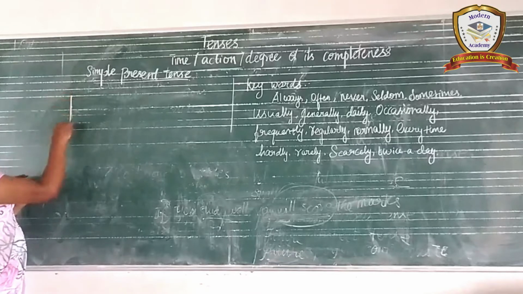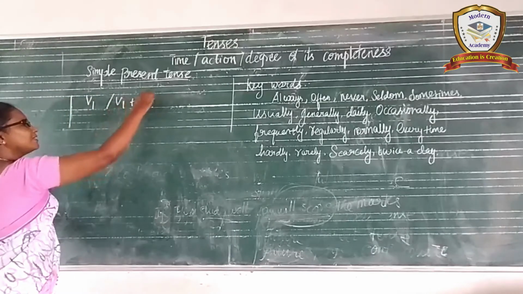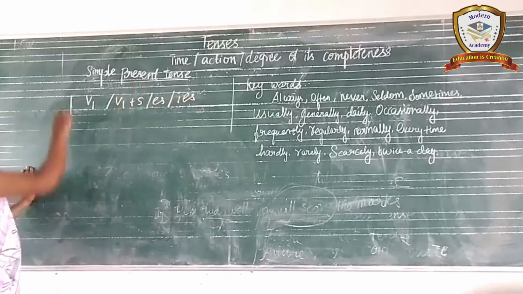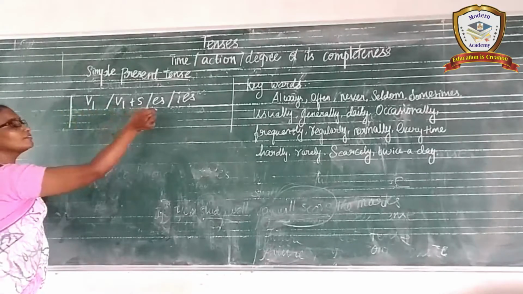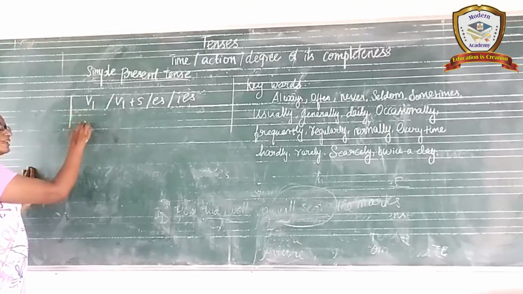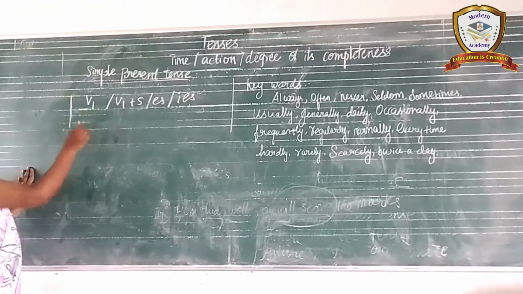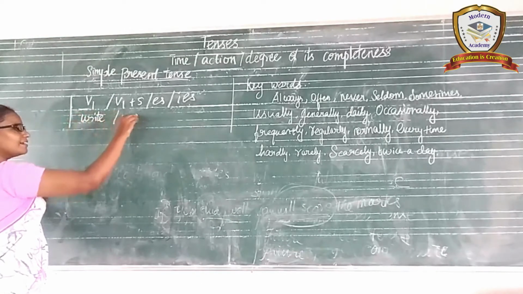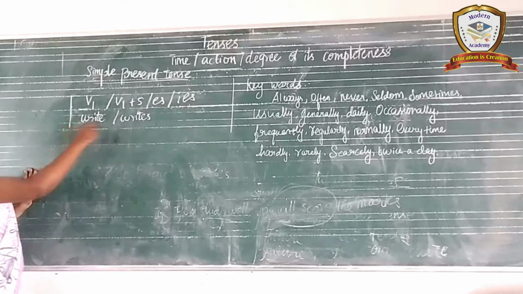Listen, how to write a simple present tense verb? Base form one plus s or es or ies. Understand how to write a simple present tense verb? Base form one, or base form one plus s, or plus es or ies. And for example, in a positive sentence, the same tense. For example, write or writes. Understand? Write and writes.